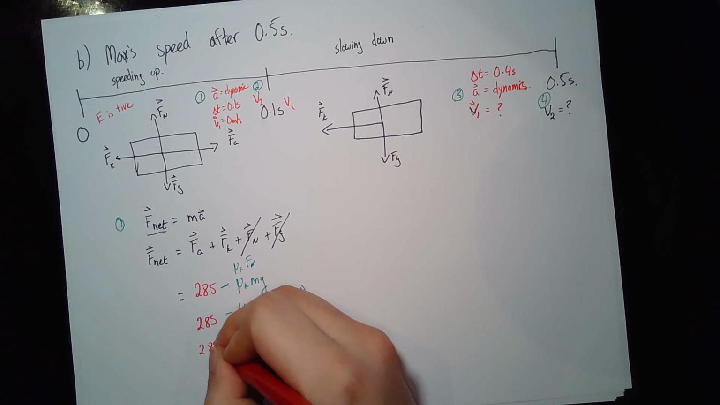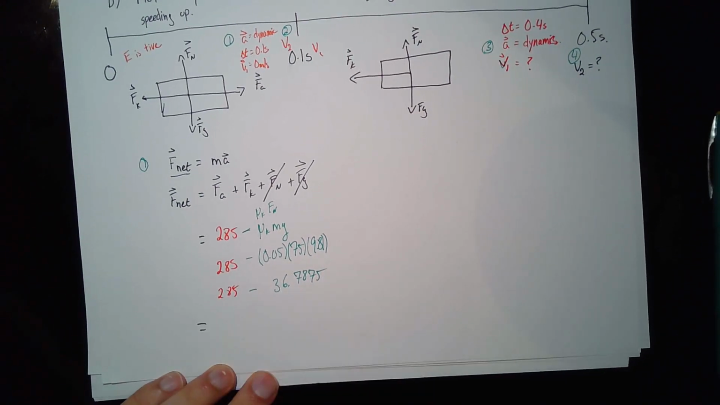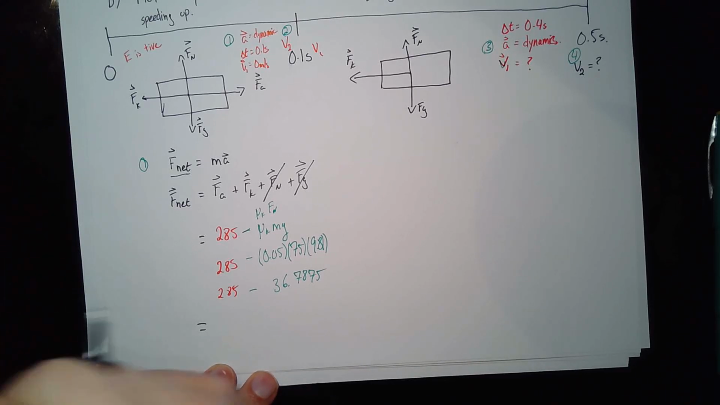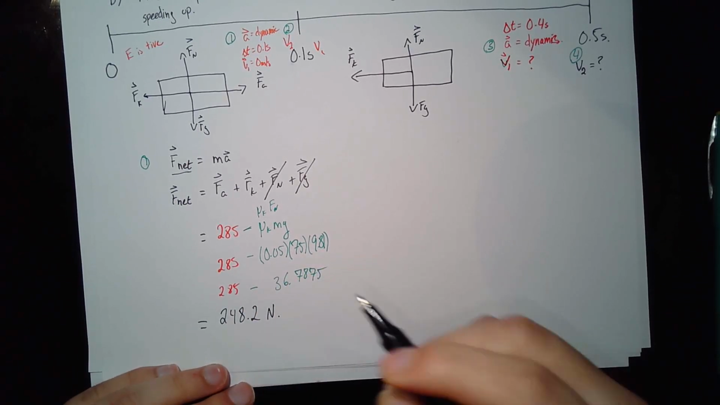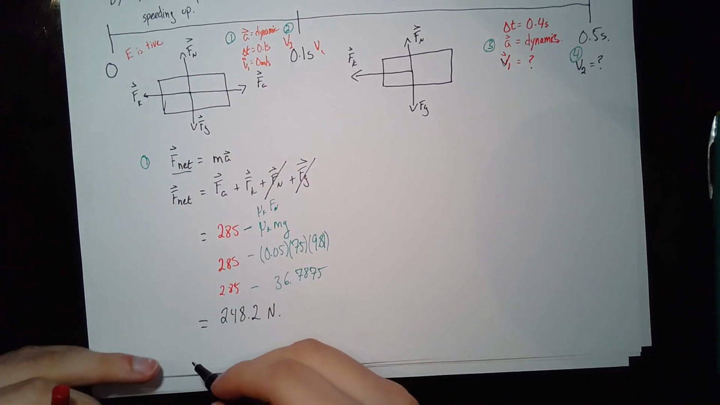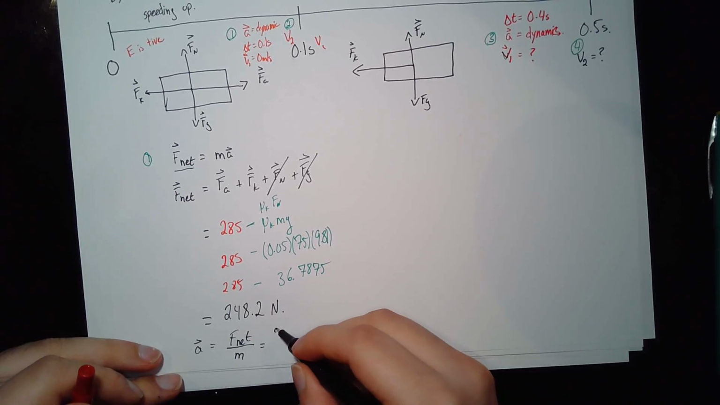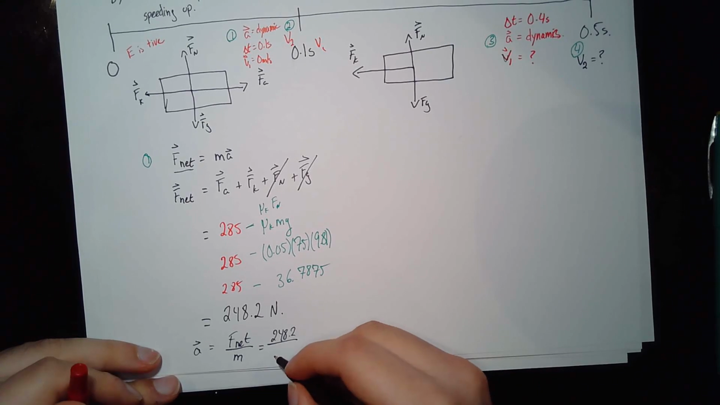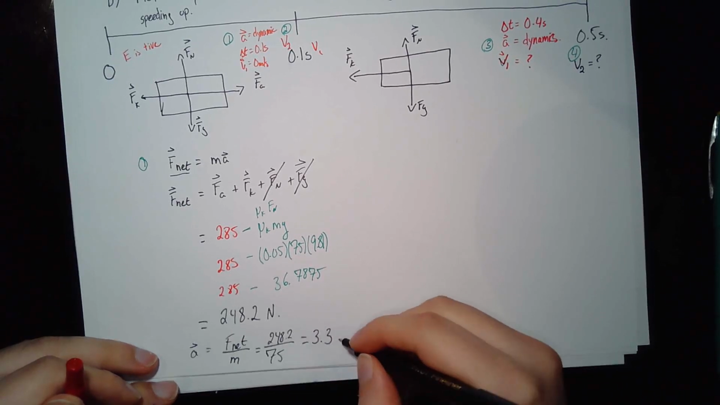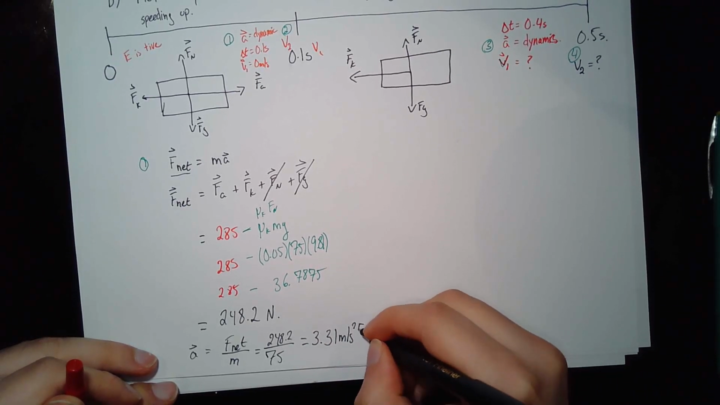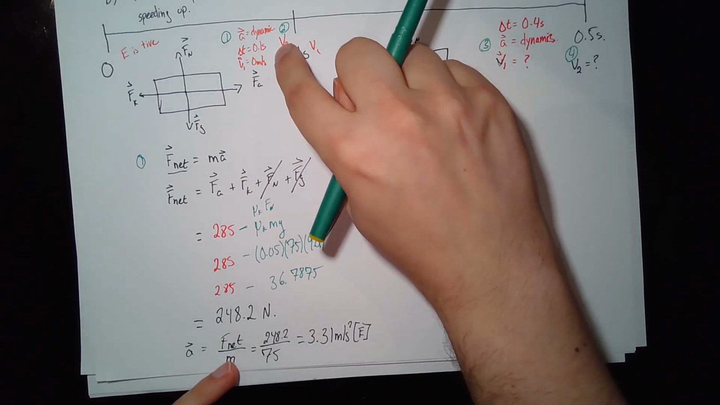And so our net force is just going to be 285 minus 36.8. And we get 248 newtons, 248.2 newtons. And then, now we can use this equation. So our acceleration is going to be equal to F net divided by the mass, which is going to be equal to 248.2 divided by 75. And that's going to be equal to 3.31 meters per second squared east. All right, so now that we have our acceleration, we can move on to step 2.